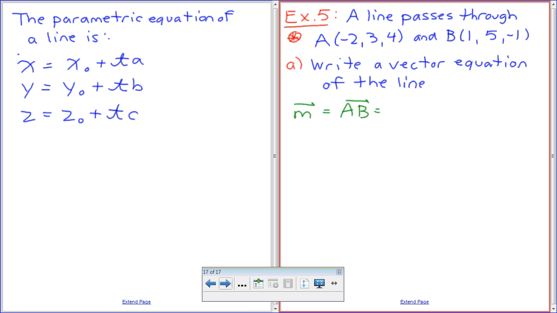Is that like the B x minus A x? Good. Okay, so go ahead. So B is -2, or 1 minus -2. Good. Keep going. 5 minus 3. Yeah, keep going. And -1 minus 4. Wonderful. So I'm going to say my vector m is equal to 3, 2, -5.